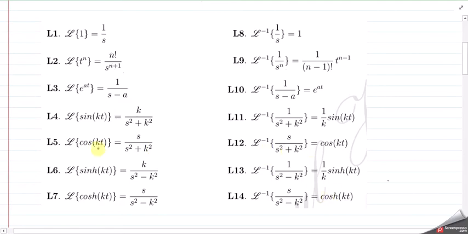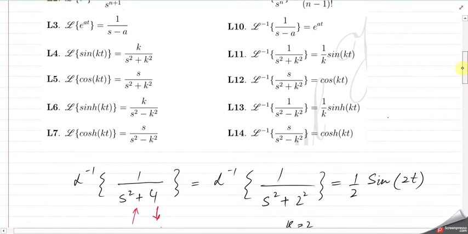Same as the others, but in this one, cos, there is an s here. S is not a constant. It's part of the formula which does not change, s and s square. So here we don't have 1 over s because s is not constant. It's not going outside Laplace inverse. It stays inside, because k is the only constant in the formula.